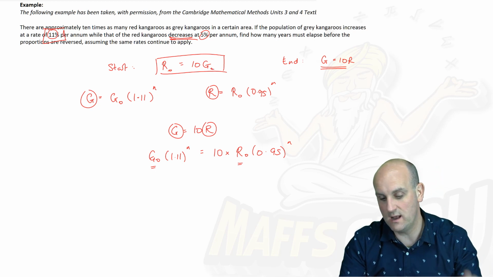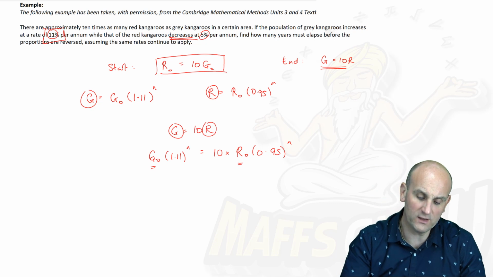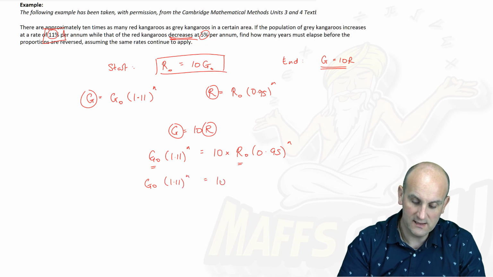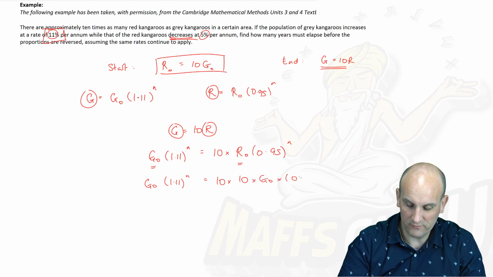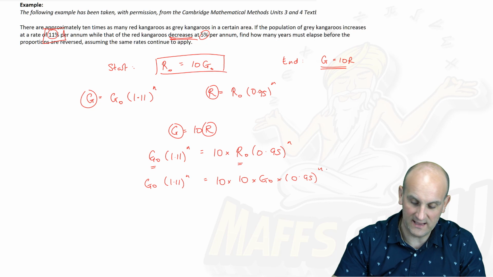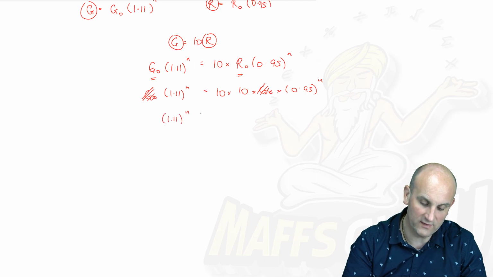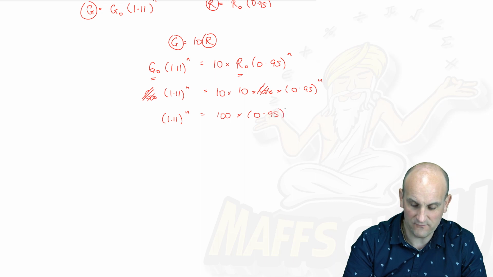That's our start number. So if I now know I can replace R0 with 10 times G0, so that now becomes G0 times 1.11 to the power of n is 10 times R0, which is now 10 times 10 times G0 times 0.95 to the power of n. Scrolling up to give myself a little bit of room. Well, the G0s now cancel. And so I have 1.11 to the power of n is 100 times 0.95 to the power of n.